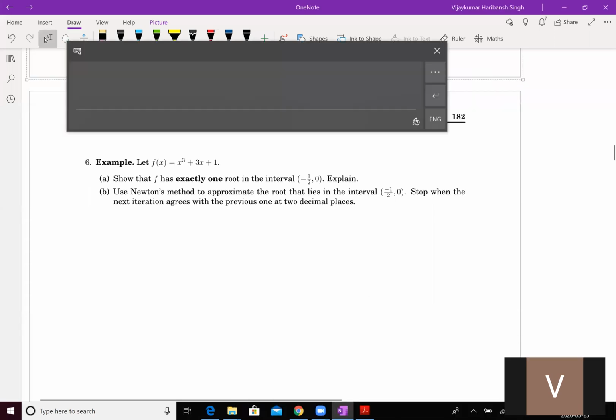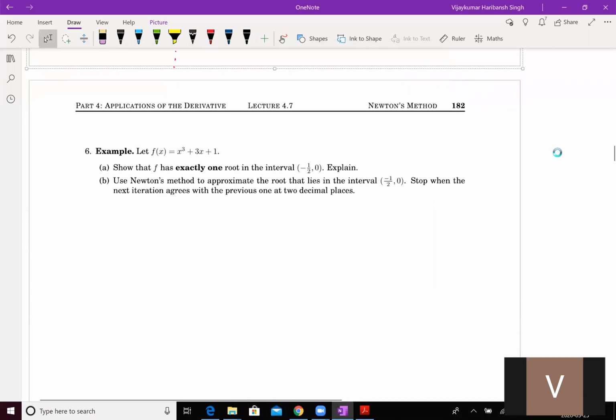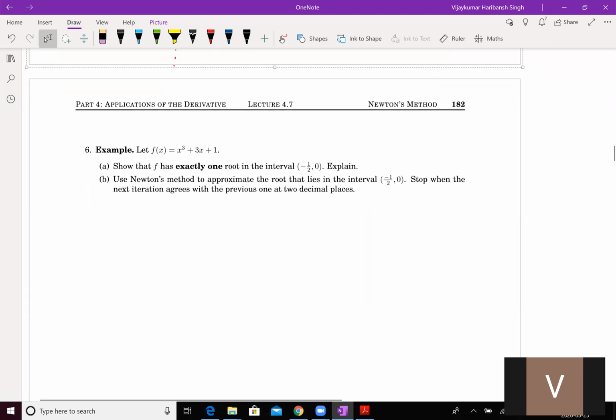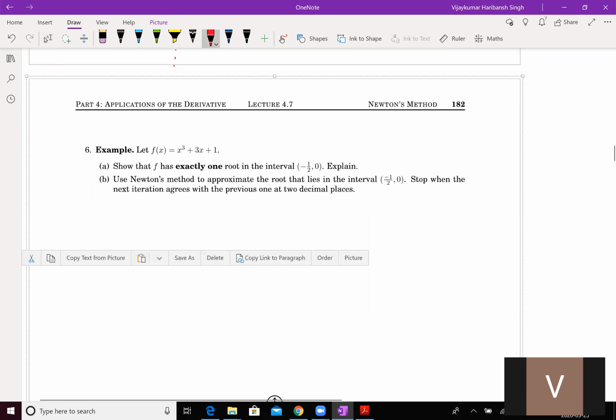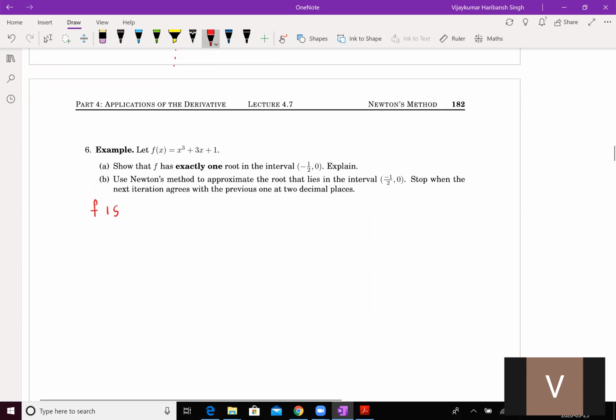So here, f of x equals x cubed plus 3x plus 1. Show that it has exactly one root in minus half to 0. Generally you discuss the intermediate value theorem on a closed interval, but here it's fine as long as you do not get zeros at these endpoints, right? So first of all, f is a continuous function.